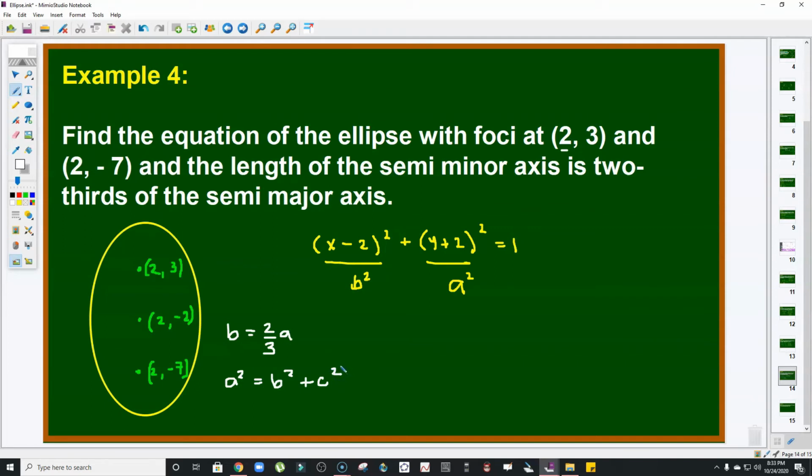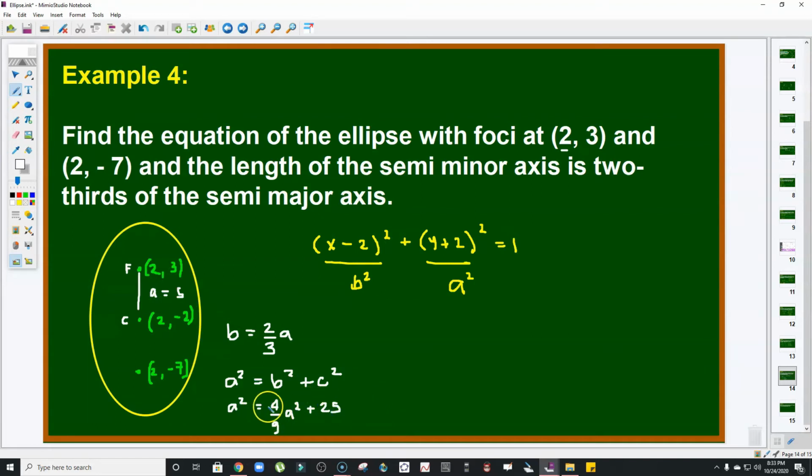Okay. Now, we don't have A, we don't have B, we don't have C, but we have relation between B and A. So I can just substitute. So I'll have A squared equals, if B is 2/3 A, so this will be 4/9 A squared, plus C squared. Now, how about C? Once again, yung distance from focus to center, I mean, so this is equal to A, right? And that distance is 5 units. So therefore, this one is 5 squared, magiging 25.